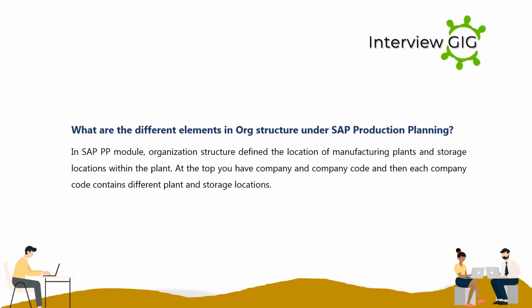What are the different elements in the org structure under SAP Production Planning? In the SAP PP module, the organization structure defines the location of manufacturing plants and storage locations within the plant. At the top you have company and company code, and then each company code contains different plants and storage locations.